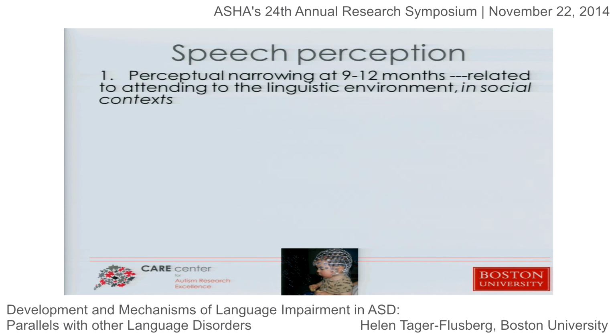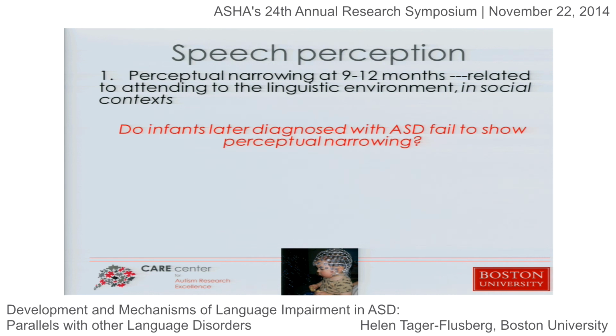so we started out thinking that what would be really interesting to look at in high-risk infants is the phenomenon of perceptual narrowing, which takes place at around 9 to 12 months, which, according to Pat Kuhl, is related to attending to the linguistic environment in social context. So the idea here is that, of course, early on, we can discriminate all speech sounds, and then by 12 months, we're only able to discriminate speech sounds that are phonemic in the language to which we're being exposed in our social contexts, okay?